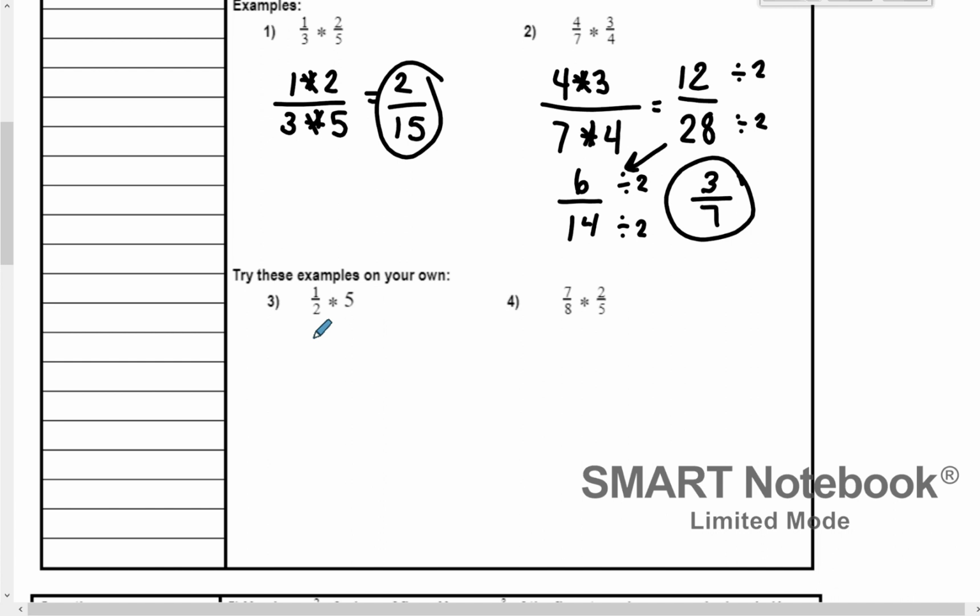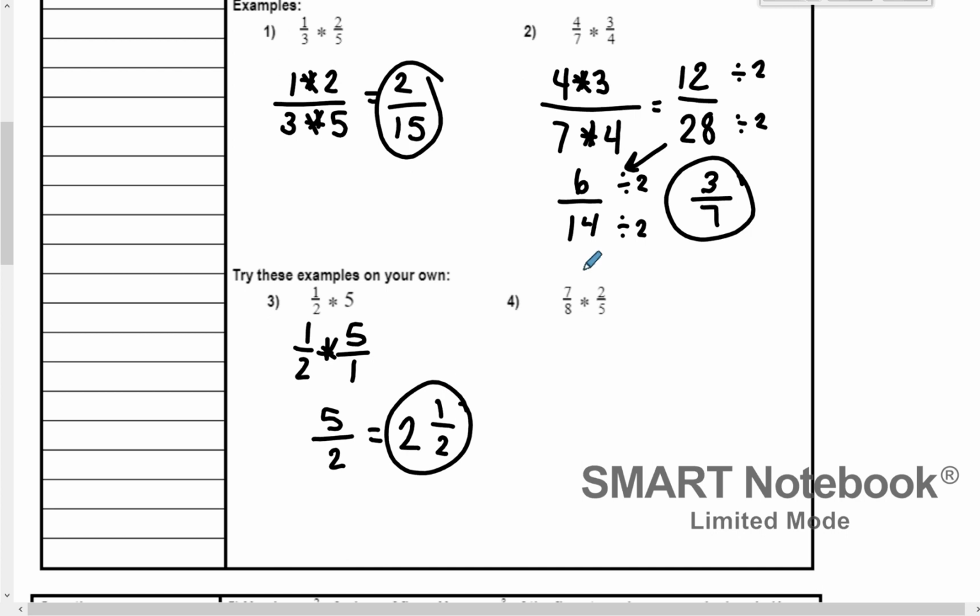So we have 1/2 times 5. We have to make 5 into a fraction. 5 is a fraction, 5 over 1. Top numbers are 1 times 5, so we do 1 times 5 is 5. 2 times 1 is 2. Now 5 over 2 can be simplified because it's an improper fraction. The number on top is bigger than the number on the bottom. So we say, how many times can 2 go into 5? Well, 2 can go into 5 2 whole times, because that would be 4. And if we took away those 4, we'd have 1 of those 2 left. Okay, so we would have 2 and a half.